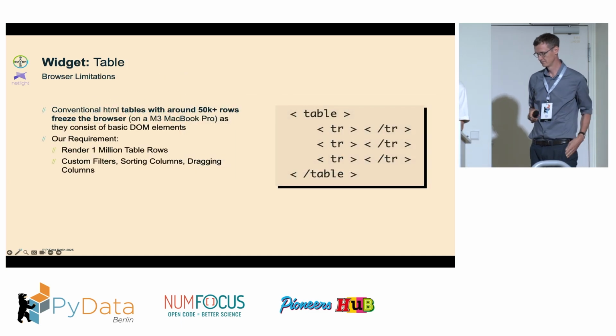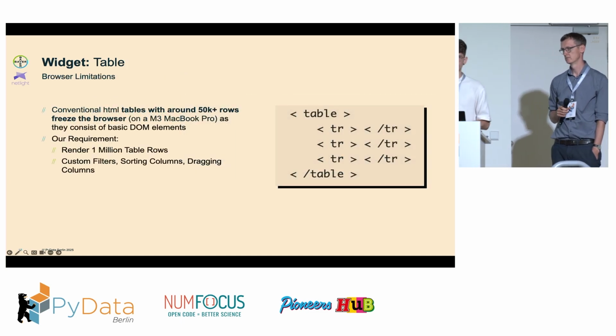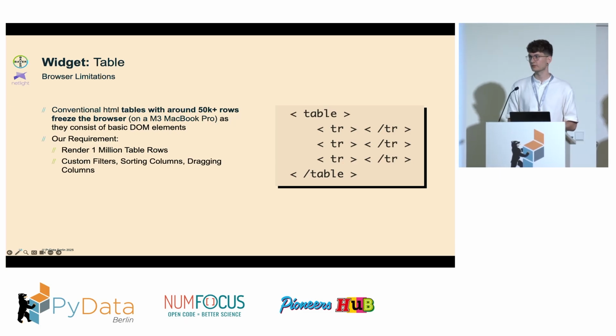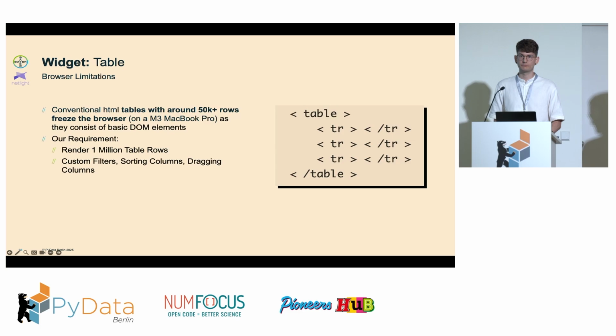So now that we've learned how to overcome the challenge of bringing the data into the browser, let's talk about how we render it. Conventional DOM tables, like you might have seen in HTML, are limited. Even on good hardware like this MacBook Pro, you will freeze the browser with 50,000 rows. Nothing will happen anymore, and you can basically close Chrome and try again. So how did we solve our requirement of millions?